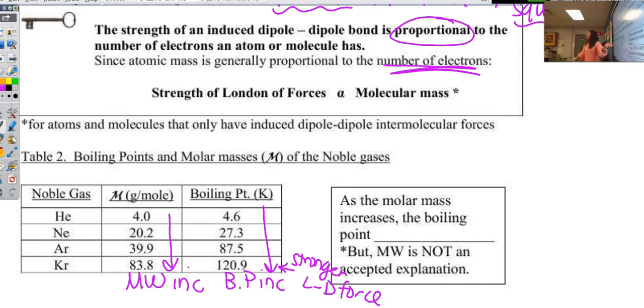Again, IMFs, but these are the noble gases. Noble gases aren't sharing electrons, right? So as the molar mass increases, the boiling point also increases. But again, molecular weight's not your accepted explanation. We want to use polarizability.